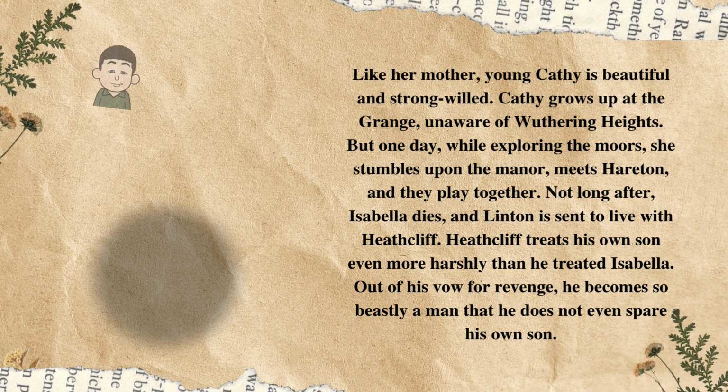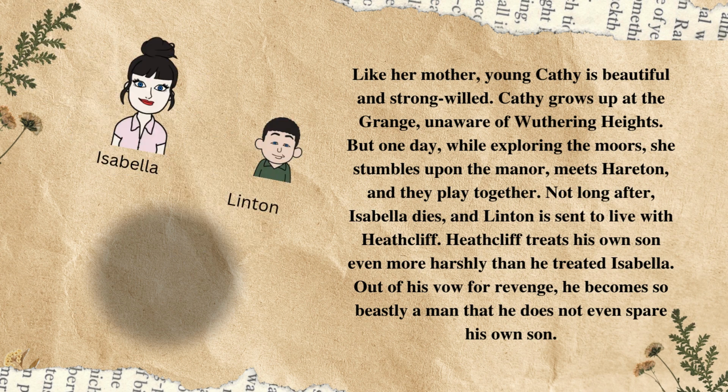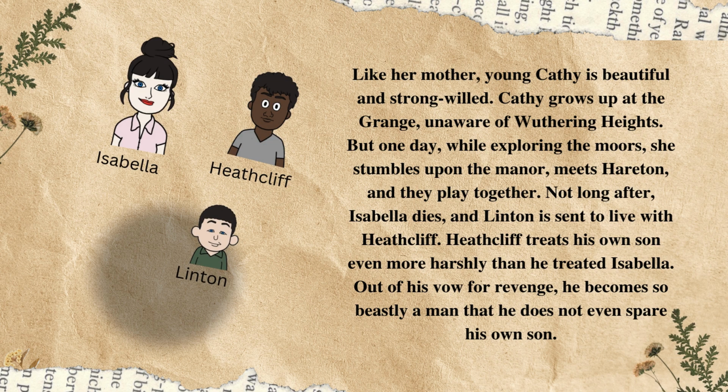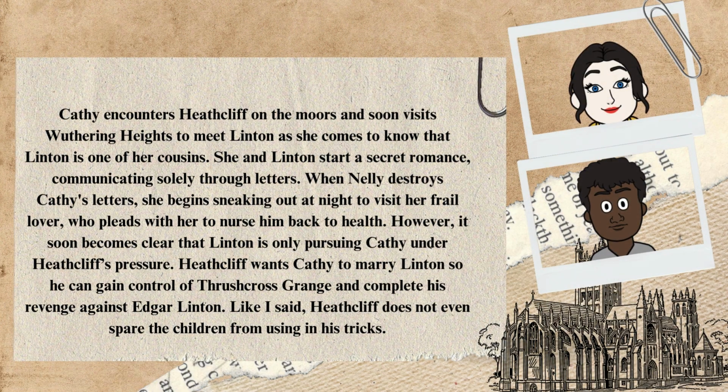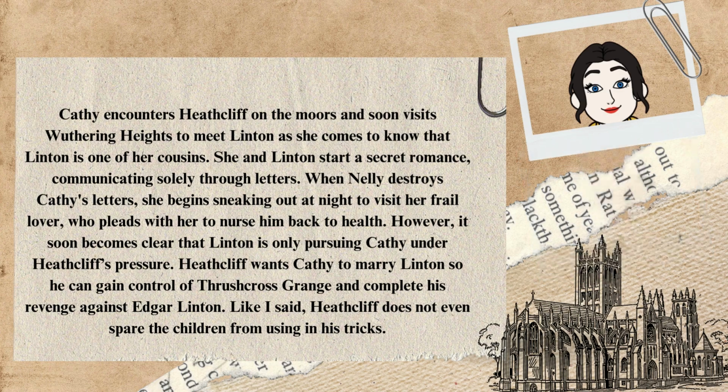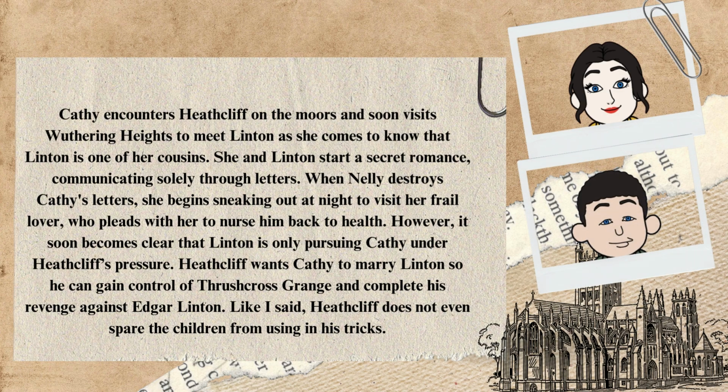Not long after, Isabella dies, and Linton is sent to live with Heathcliff. Heathcliff treats his own son even more harshly than he treated Isabella. Out of his vow for revenge, he becomes so beastly a man that he does not even spare his own son. Cathy encounters Heathcliff on the moors and soon visits Wuthering Heights to meet Linton, as she comes to know that Linton is one of her cousins. She and Linton start a secret romance, communicating solely through letters.